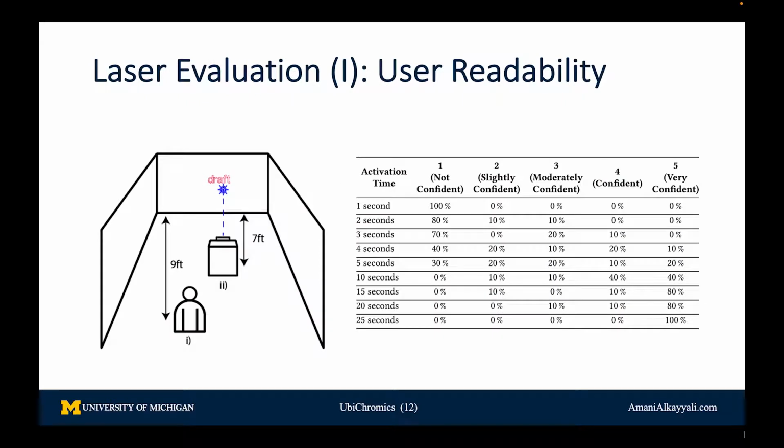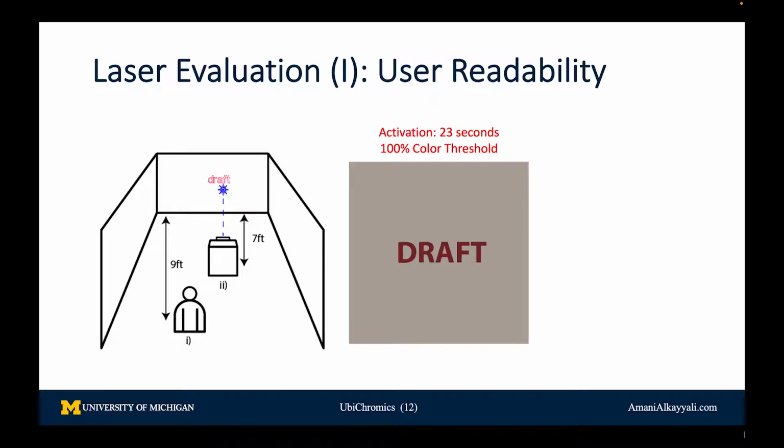In order to evaluate this, we did a user study where participants were asked to read various words that were activated for various amounts of time. We noticed that at 4 seconds, participants were able to begin clearly, confidently, and correctly identify words. And this 4 seconds of activation corresponds to a particular color.